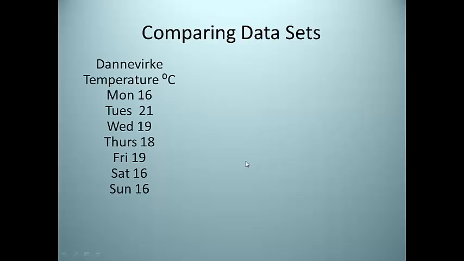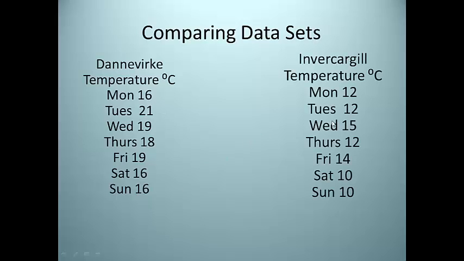Dannevirke temperature, and this actually happens to be the last week of April for 2013, and the various highs on those days. And if you look here, you've got the Invercargill temperature on the same days and the various highs there. Now, at first glance, it looks like Dannevirke's a bit warmer than Invercargill, but that's not enough to really answer the question. We really need to look at the mean, median, and mode.